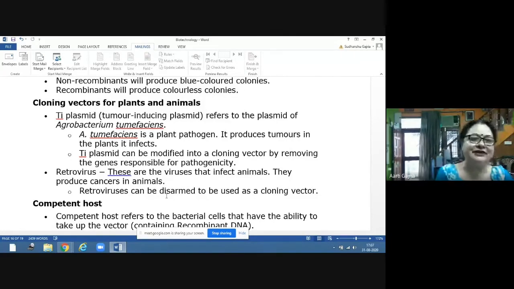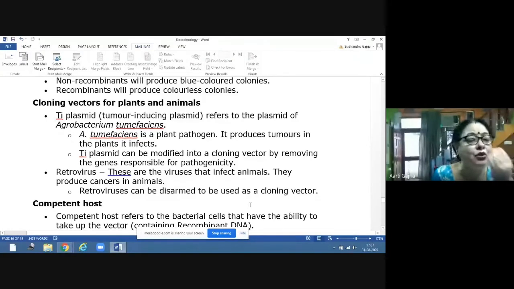for animals. So in animals, we are using retroviruses which used to infect and cause cancers. But now, when we are using them as a vector, they are disarmed, and they are not capable of producing cancers. They can be used as cloning vectors. So these are the cloning vectors in plants and animals. In plants, we are using tumor-inducing plasmids, and in animals, we are using retroviruses.